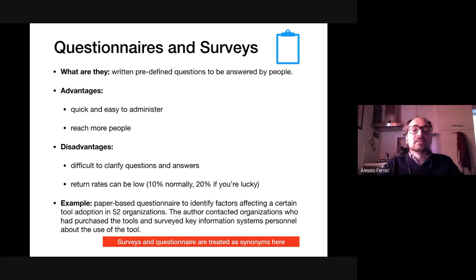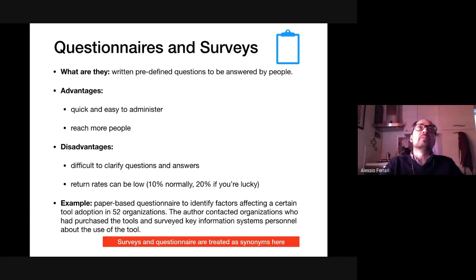And what did they do? They knew who purchased the tool, and surveyed the key information system personnel about their impression. So they sent a questionnaire. The paper-based questionnaire in this case was at the time in which it was not common to have questionnaires by web. Now it is much easier, of course. And they collected information in this way from the people who actually bought the tool.